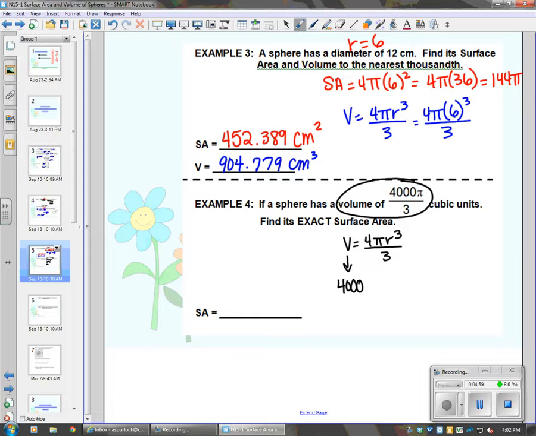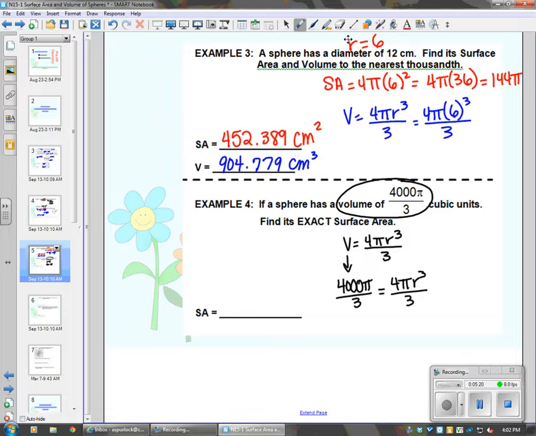We know the volume is 4,000 pi over 3 equal to 4 pi r cubed over 3. Now there's a couple of ways to approach this. You can recognize that since both of the denominators are 3, the numerators then have to be equal. So you could set 4,000 pi equal to 4 pi r cubed.